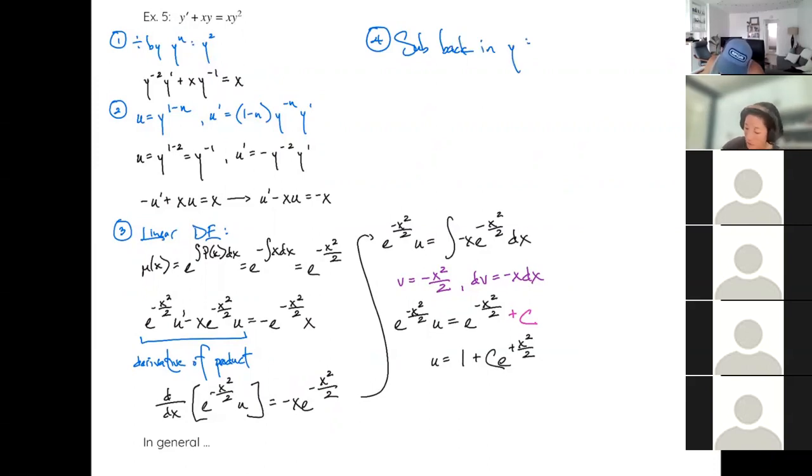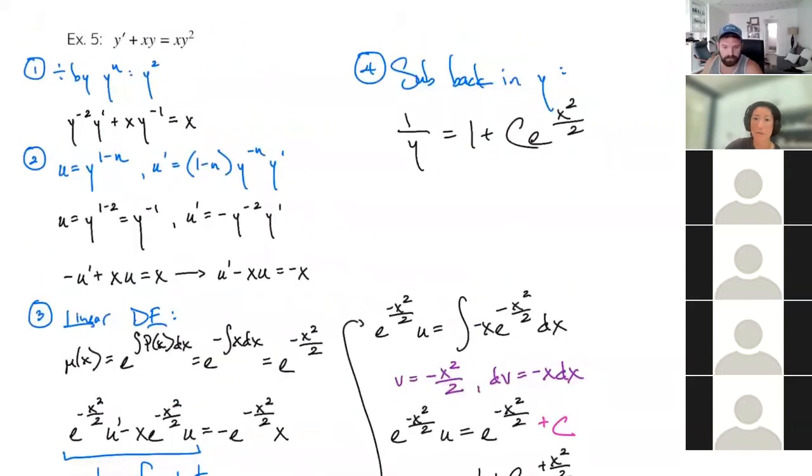Everywhere we see a u, we're going to put 1 over y. So we get 1 over y equals 1 plus C e to the x squared over 2. You are totally welcome to leave it like that. You can leave your answer like that. I have no problems with that. If you've shown me everything else here, I am very convinced that you know what you're doing.